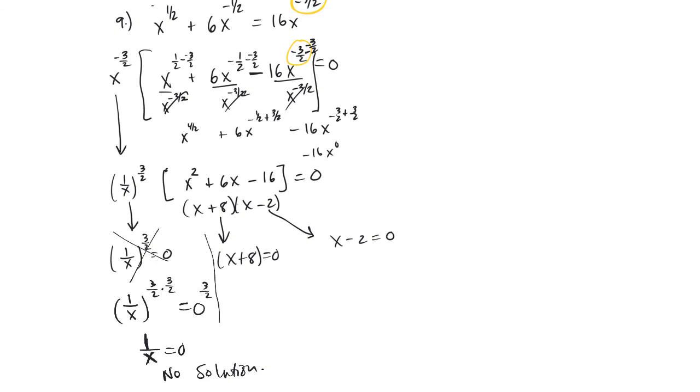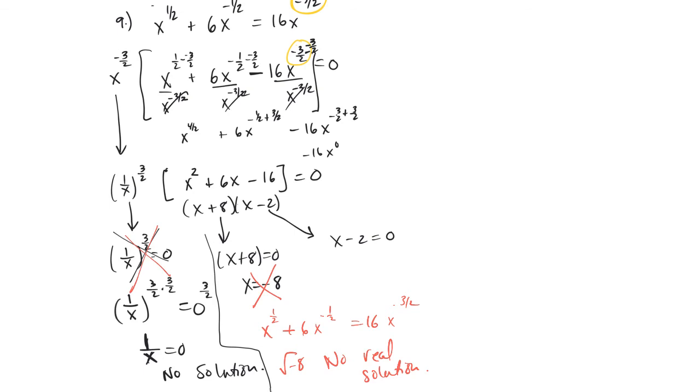Okay, let's try this one. We would have x equals -8. But when we go in and check this, it doesn't end up working because we have x to the 1/2 plus 6x to the -1/2 equals 16x to the -3/2. These are a 1/2, that's a square root. So if I'm trying to take the square root of a negative number, it doesn't work. No real solution. So that one does not work. This one doesn't work. The other one ends up working. So x equals 2. That one does work. So that's our solution.